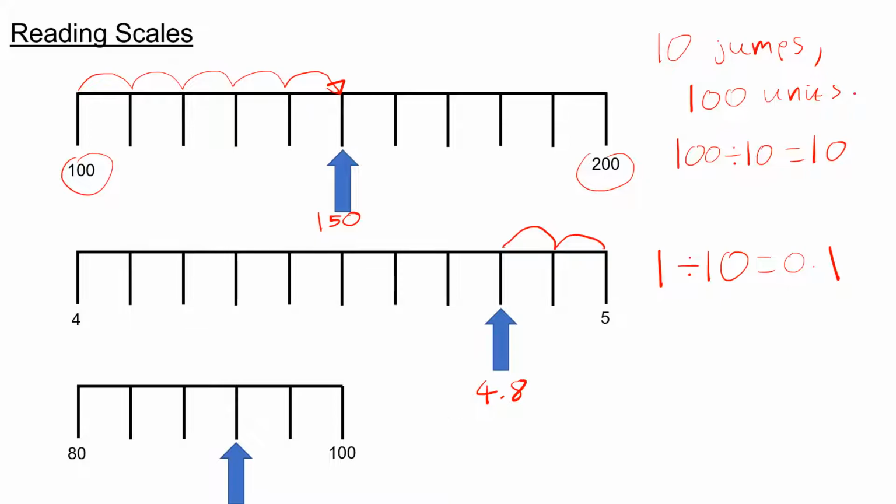Finally, the last scale has 1, 2, 3, 4, 5 jumps. So it's 5 jumps and it's going up by 20. So we need to work out 20 divided by 5. 20 divided by 5 is 4. So the scale is going up in 4s. So to work out what the arrow is pointing at, I could do 84, 88, 92. So the arrow is pointing to 92.